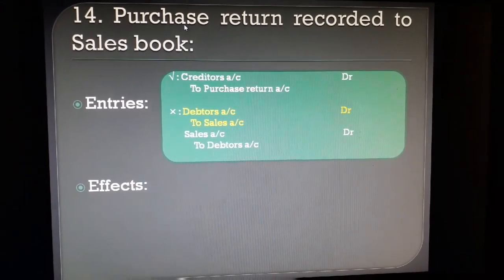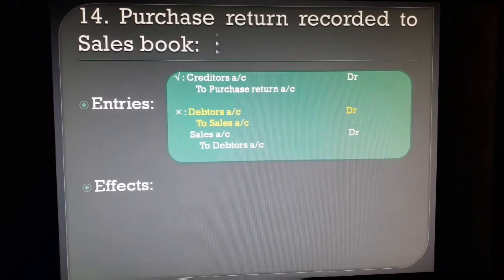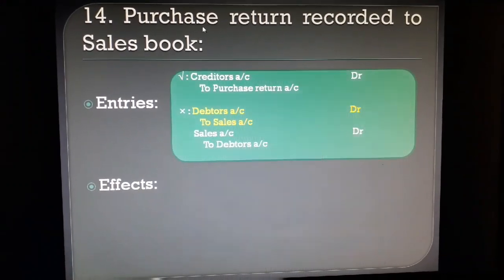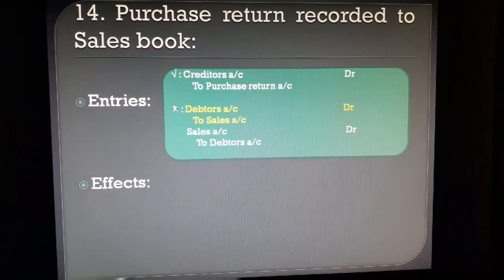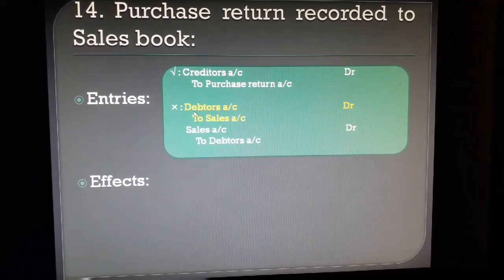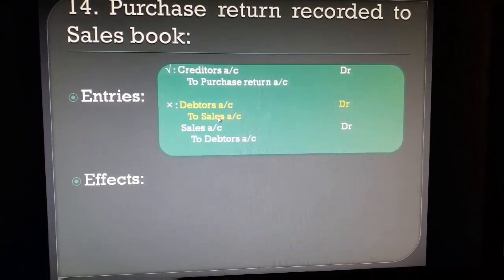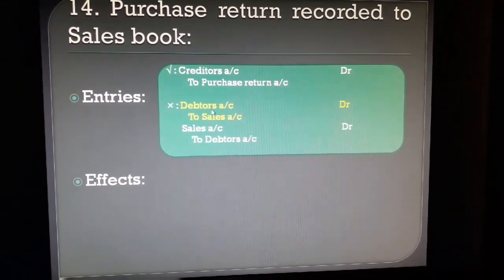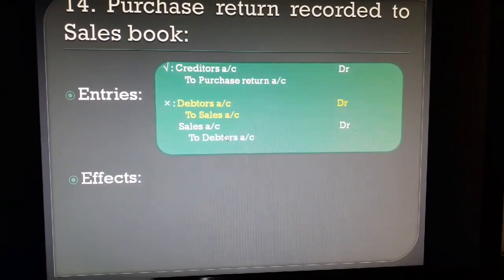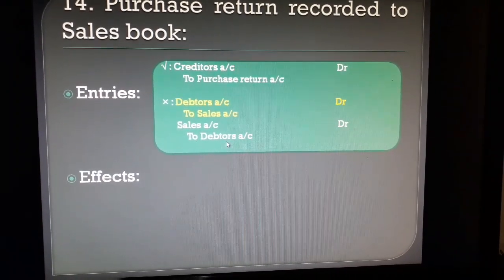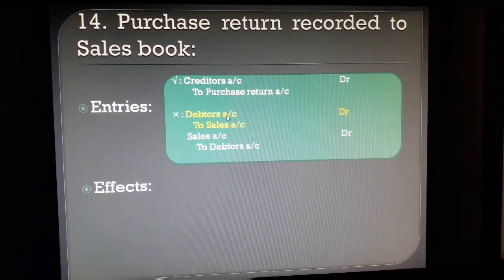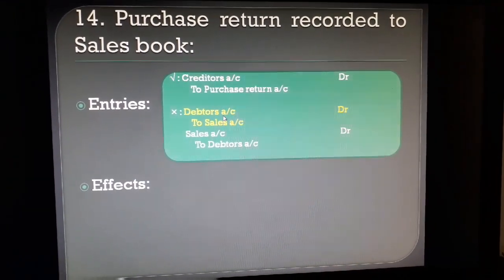So what is the correct entry? For the purchase return, the entry is creditors account debit to purchase return account. But it is recorded in the sales book, that means it is recorded as credit sales. So the wrong entry is mentioned in yellow font. The wrong entry is debtors account debit to sales. On the basis of this wrong entry, we frame the rectification entry. The rectification entry is sales account debit to debtors account. So we have to give effects for the correct entry and the rectification entry. This wrong entry is for your understanding.